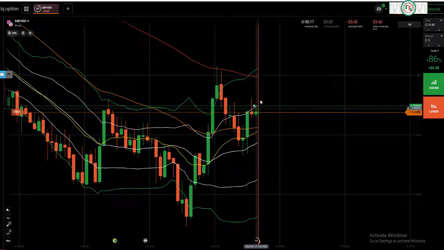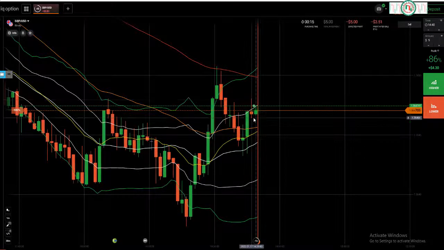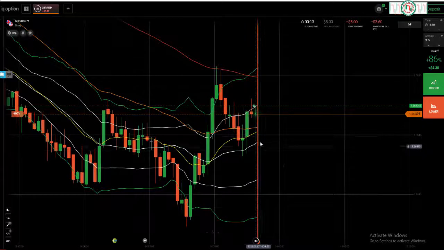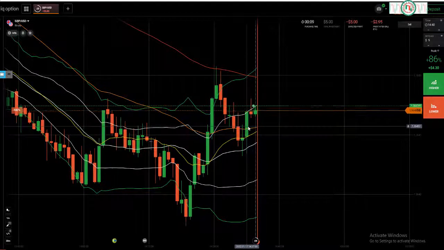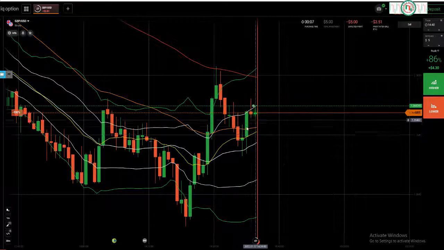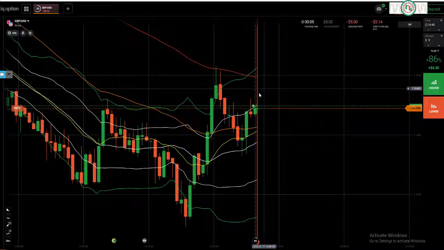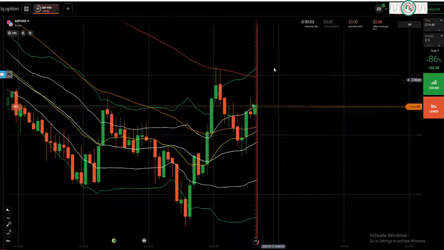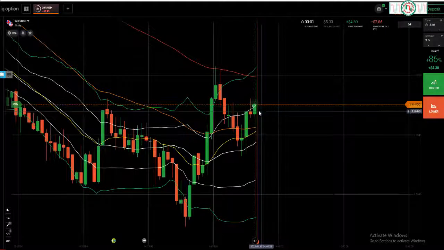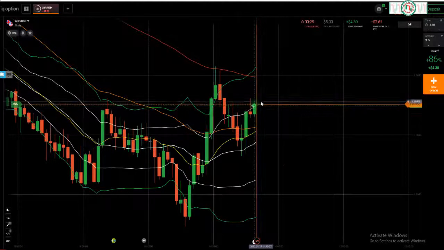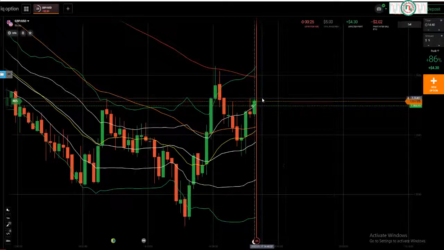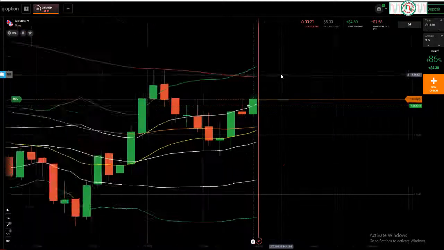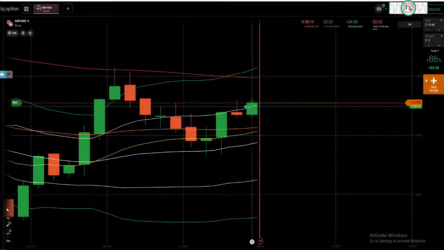So here I place my trade call option at this level because this is the pullback from 20 and 50 MA. So I know we should expect strong momentum after pullback. That's why I place my trade call option. This candle must be strong. It must close above this wick. Yes, it must close above this wick. So that's why I place my trade.